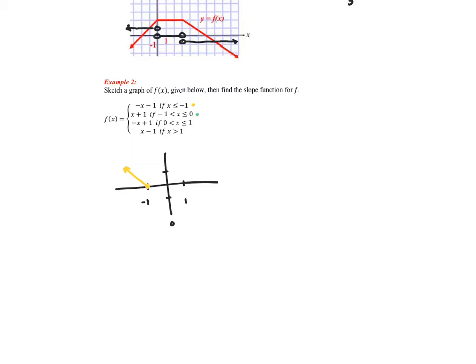For the second portion of this piecewise function, we would have x plus 1 when x is between -1 and 0, inclusive at 0. You can see how I'm noting the open interval or closed interval portion of that boundary. The third portion, f of x equals negative x plus 1 from 0 up to 1, inclusive at 1. And then the last portion would be open at x equals 1 and a slope of 1 there.